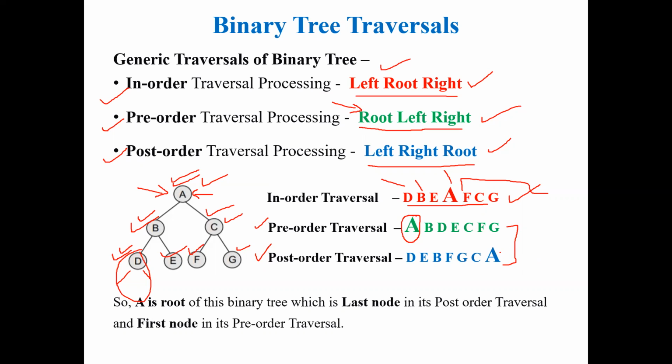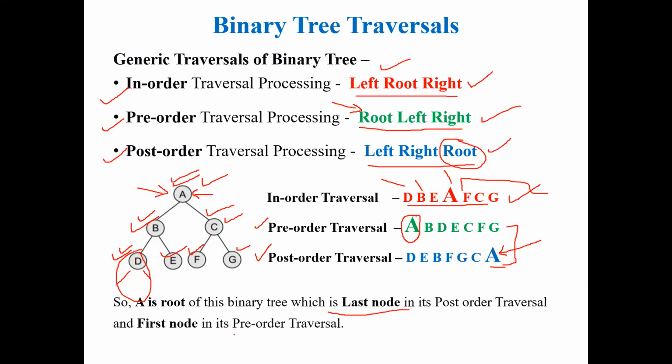The similar case is with post-order traversal. In post-order, we process the root at the end. That means for the complete tree, even the root node will be processed at the end. That's why this A is given at the end. So in case of post-order traversal, the last node is the root node.